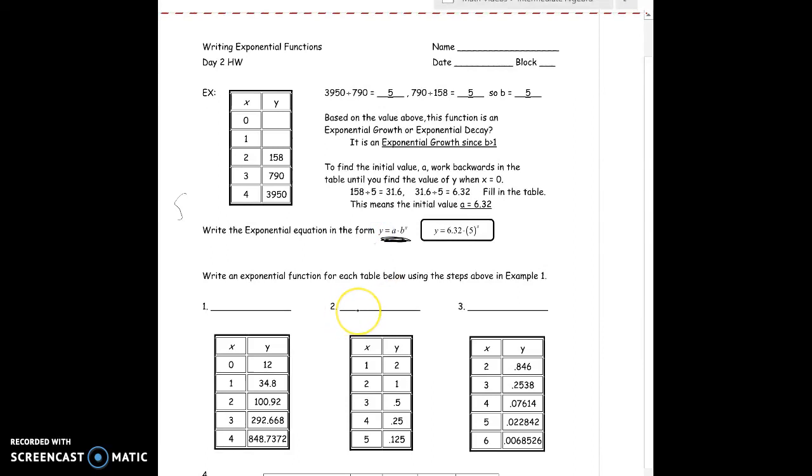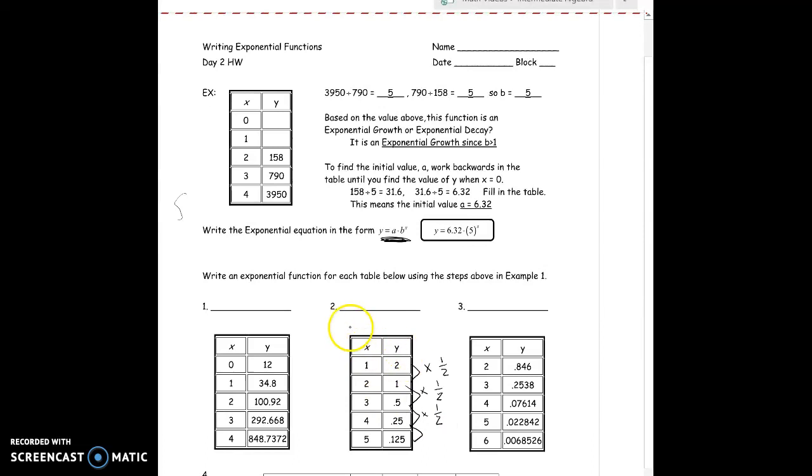Okay, if we're taking a look at number 2, we need to think about first what is going to be the initial value when x is equal to 0. Well, this one we start at 1, so we've got to think about what's going on. So in this table, what's happening each time is that we're dividing by 2, which is the same thing as multiplying by 1/2. We're multiplying by 1/2, we're multiplying by 1/2.